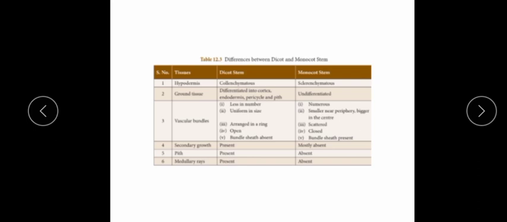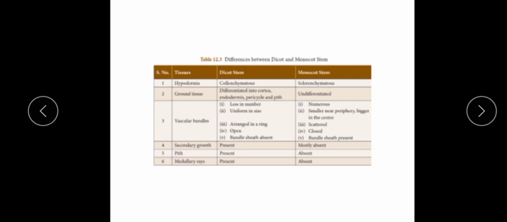Okay, this is a very important 5-mark question. So I want all of you to learn this difference. The first point is given regarding the tissues that are present, and the next tabular columns are going to be the dicot stem and the monocot stem. Have a look at this one. Regarding the hypodermis, in the dicot stem it is collenchymatous, in the monocot stem it is sclerenchymatous. Ground tissue: here it is differentiated into cortex, endodermis, pericycle and pith, whereas in the monocot stem it remains undifferentiated.